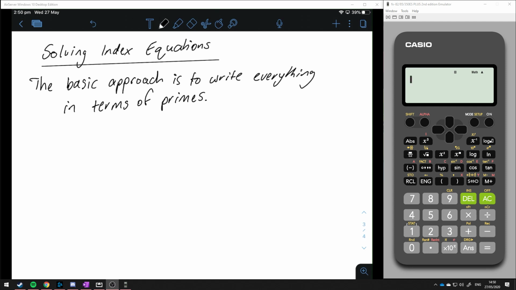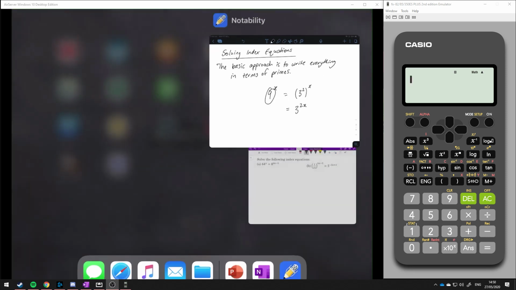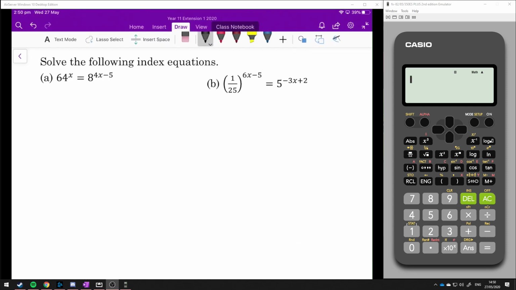Okay, so solving index equations. The basic approach is to write everything in terms of primes. What that means is if we have something like 9 to the power of x, then we can rewrite this as 3 to the power of 2 to the power of x, or just as 3 to the 2x, okay? The idea is to change whatever our base is into a prime number. And so we're going to be using that idea to solve a few equations.